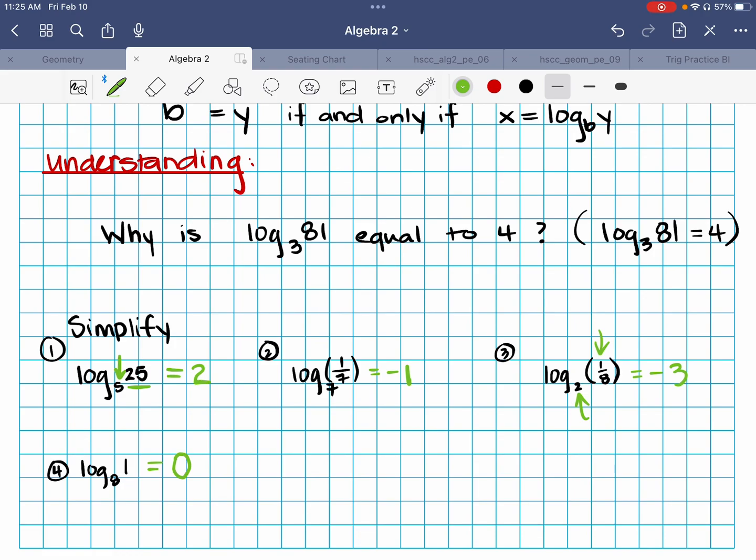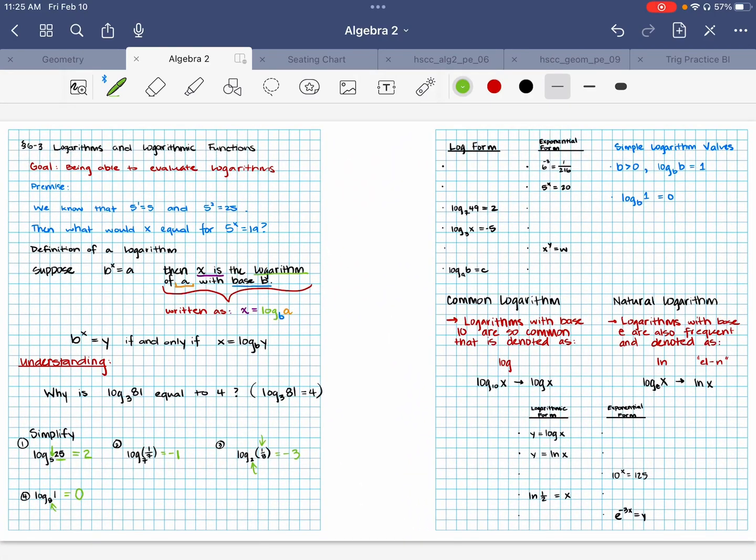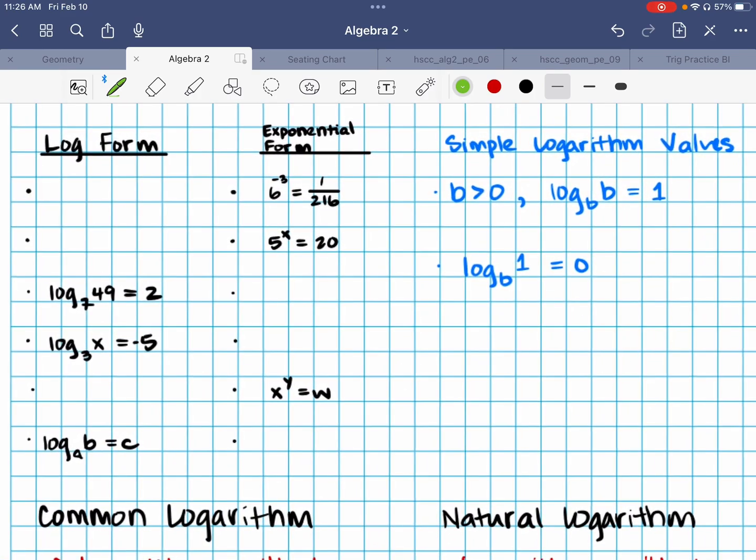So remember, if this base is anything pretty much other than negative numbers or 1 or 0, the answer is always going to come out to 0 when you're taking the logarithm of 1. All right. Now that we've taken care of what a logarithm is, what we want to do is make sure we can understand how to transfer between logarithmic form and exponential form. And that's what we're going to look at right here.